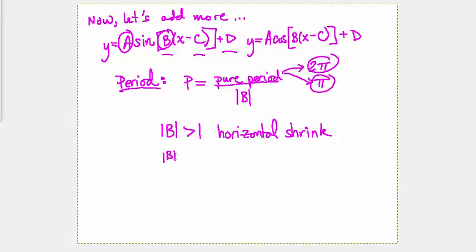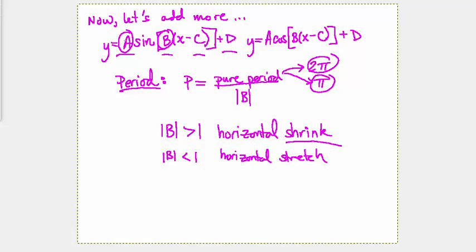If the absolute value of b is less than 1, we end up with, you guessed it, a horizontal stretch. Now notice there are some aspects to this that might help you remember things. First of all, when we talked about A previously, that did a vertical stretch or shrink, and you might recall that if A was greater than 1, it was a stretch, a vertical stretch. Well, now notice, if B is greater than 1, it's a horizontal shrink. So those are the opposite.